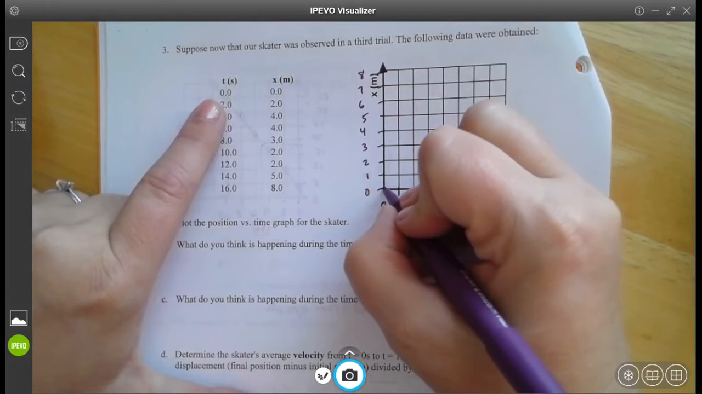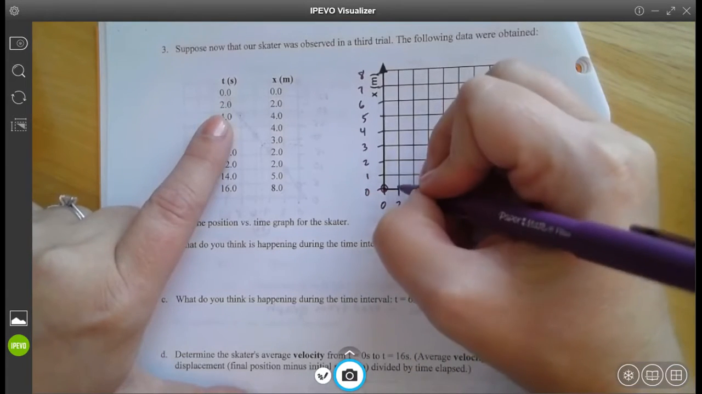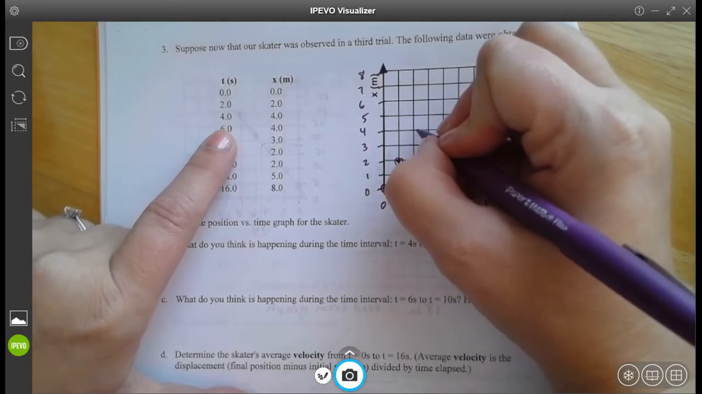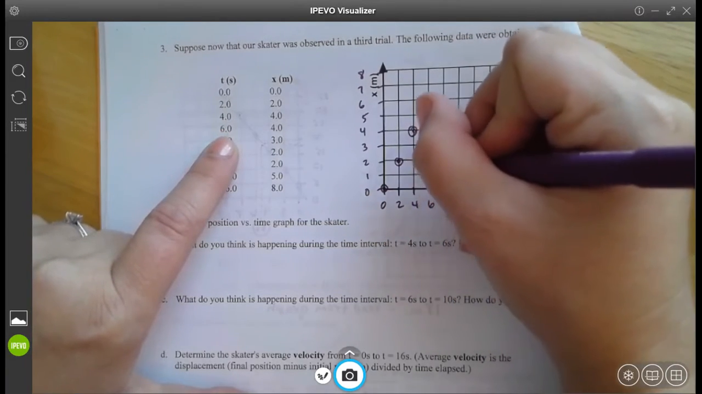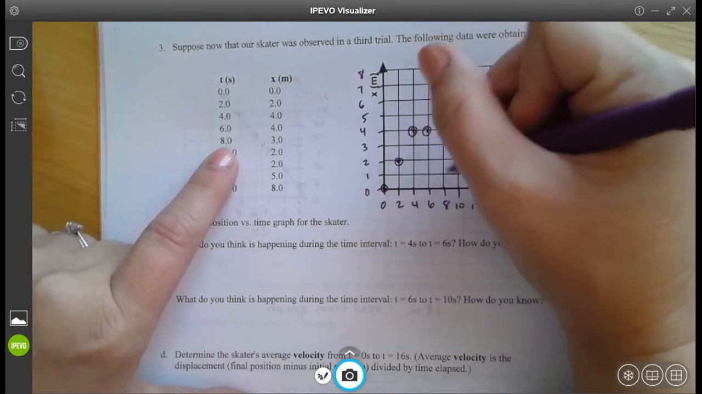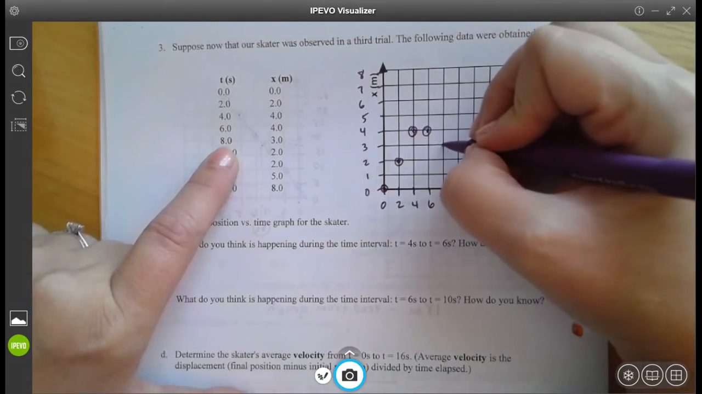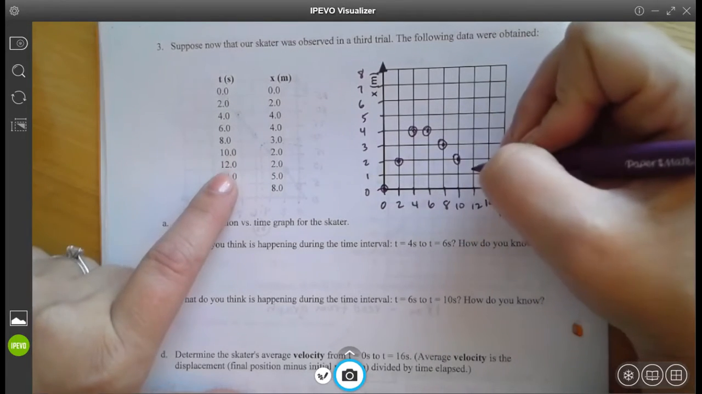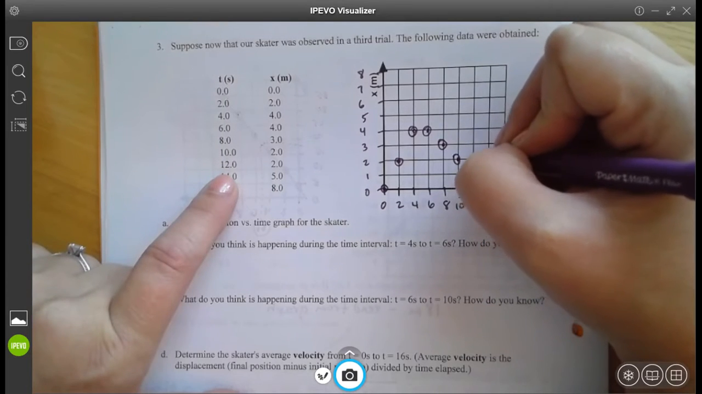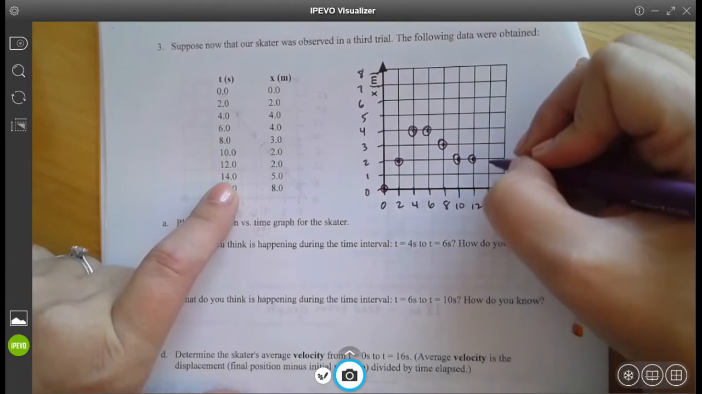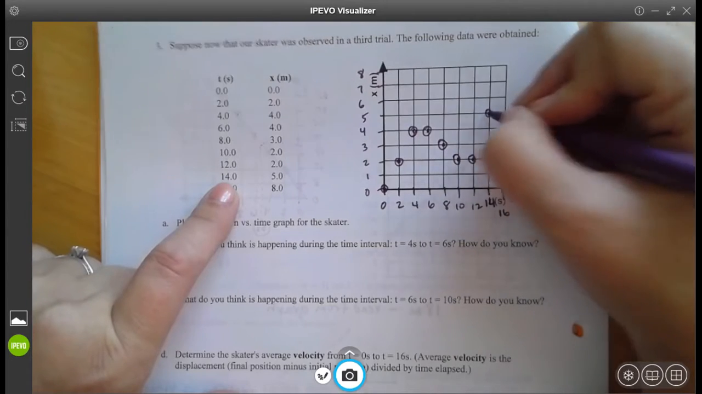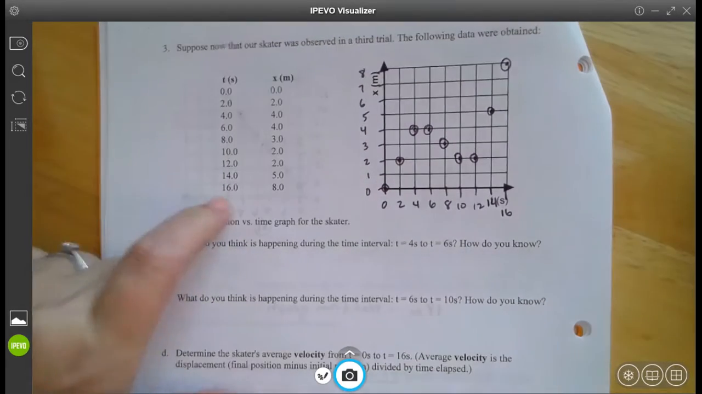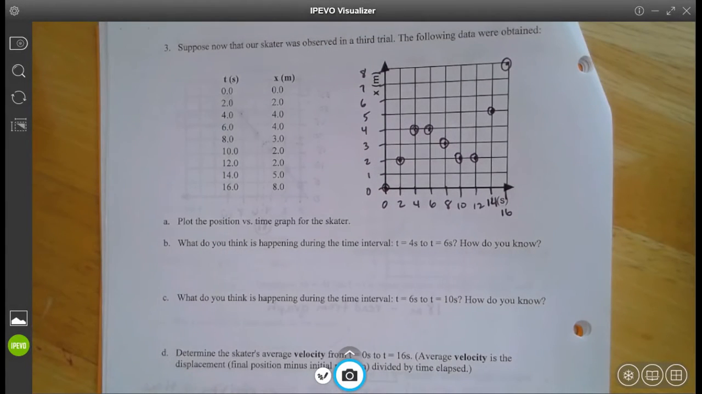So we start at 0, 0. At 2 seconds, we are at 2 meters. At 4 seconds, we are at 4 meters. At 6 seconds, still at 4 meters. At 8 seconds, we should be at 3 meters. At 10 seconds, 2 meters. 12 seconds, 2 meters. 14 seconds, 5 meters. 16 seconds is 8 meters. So there are quite a few changes that took place through that motion.